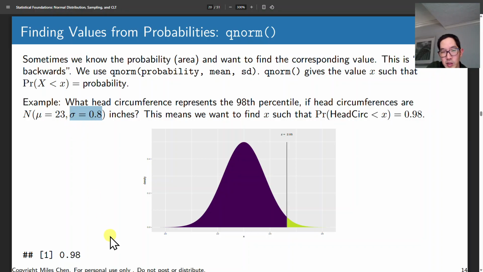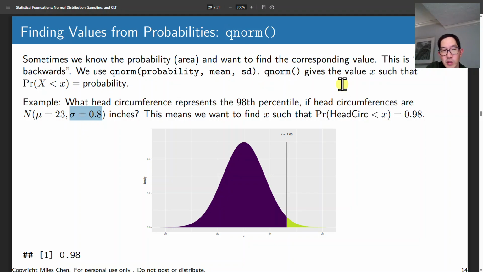And what we want to know, so if I say what is the 50th percentile, the 50th percentile would be 23 inches, because that would be the location where exactly half are below and half are above. Here I want the 98th percentile. So I want to know what is the location where 98% of head circumferences are going to be less than whatever number. Okay, so in order to figure this out, we use a function called qnorm.